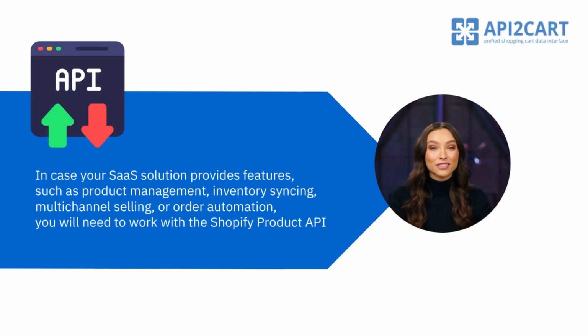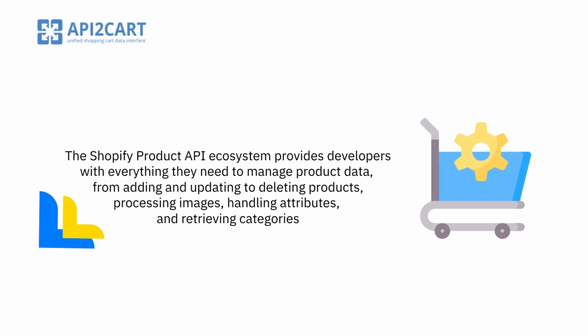In case your SaaS solution provides features such as product management, inventory syncing, multi-channel selling, or order automation, you will need to work with the Shopify Product API. The Shopify Product API ecosystem provides developers with everything they need to manage product data, from adding and updating to deleting products, processing images, handling attributes, and retrieving categories.